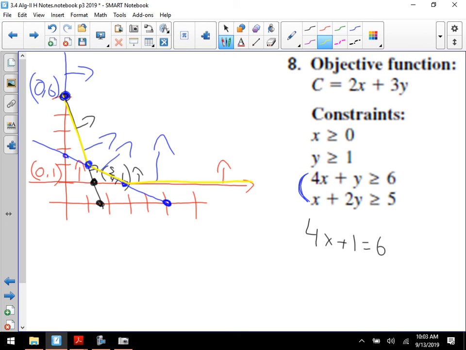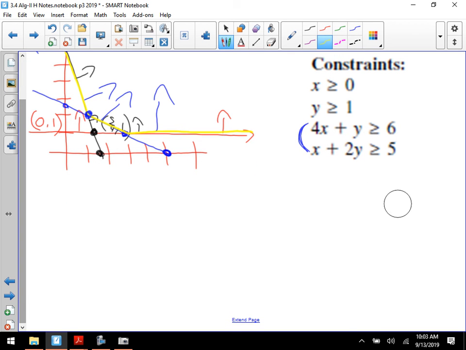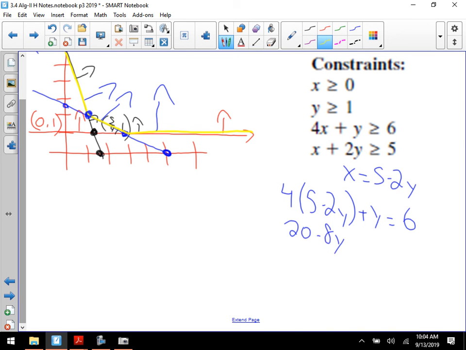If I do direct substitution, I can say that x is 5 minus 2y, or I can do any kind of linear combination I want. I kind of like doing the substitution when I get to these things, especially if there's a single value. So if I say x is 5 minus 2y, and I get that, so that gives us what? 20 minus 8y plus y is 6.